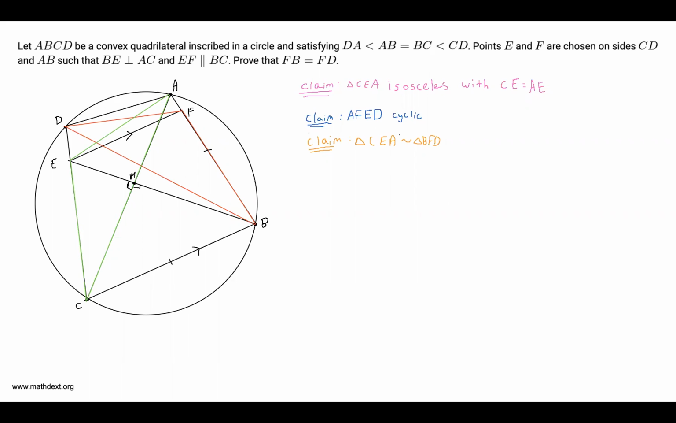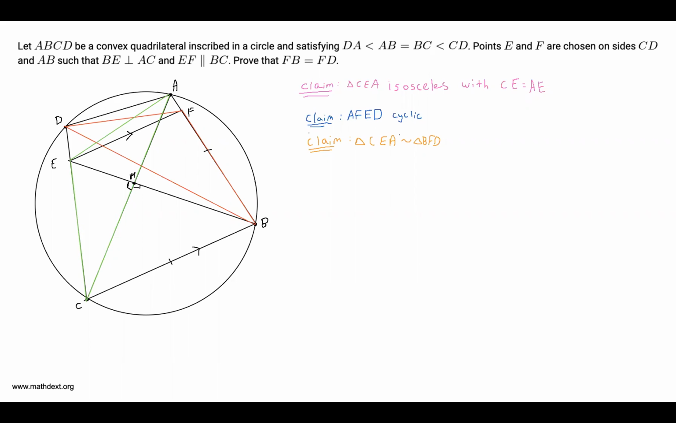The problem reads: let ABCD be a convex quadrilateral inscribed in a circle and satisfying DA is less than AB is equal to BC is less than CD. Points E and F are chosen on sides CD and AB such that BE is perpendicular to AC and EF is parallel to BC. Prove that FB equals FD.